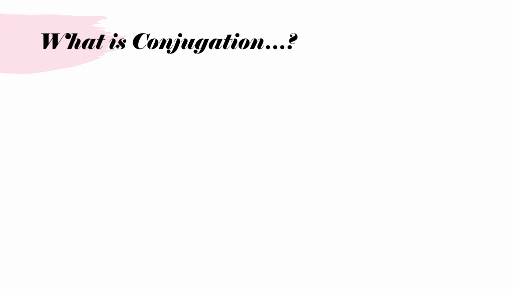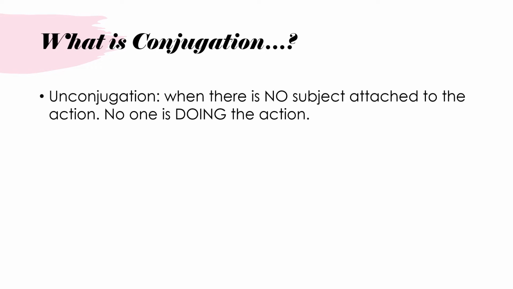So what does it mean if something's not conjugated? So unconjugation or non-conjugation is when there is no subject attached to the action. There is no one doing the action, right? The action is our verb. It's the thing that's happening. It's the action itself. If there's nobody doing that action, the action just exists, then we call that an unconjugated verb because there's nobody doing it.